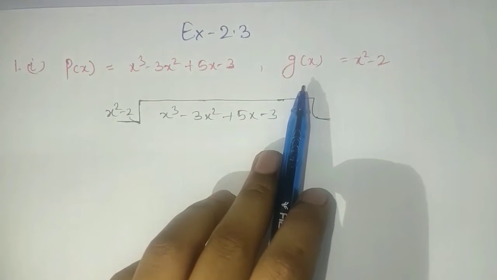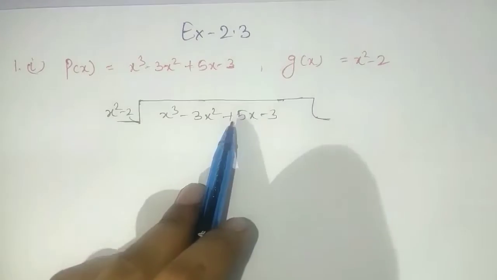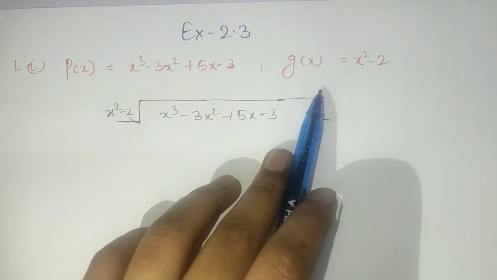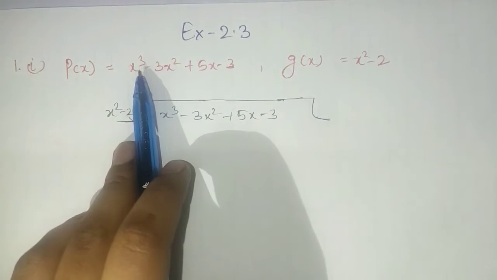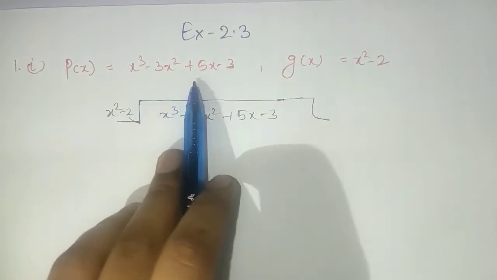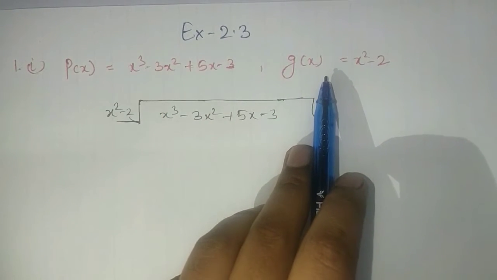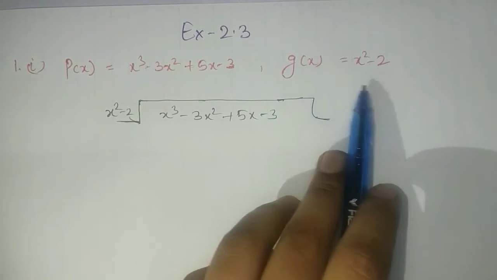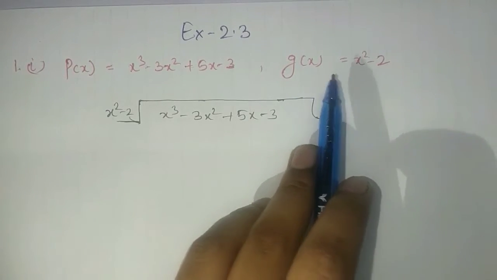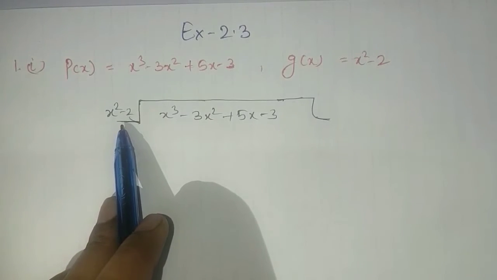Now how we will come to know which of them will act as dividend and which of them will act as divisor. The polynomial with the highest degree will act as dividend, means this px will act as dividend, and the lowest degree polynomial will act as divisor, means this gx will act as divisor. So here is the dividend and here is the divisor.